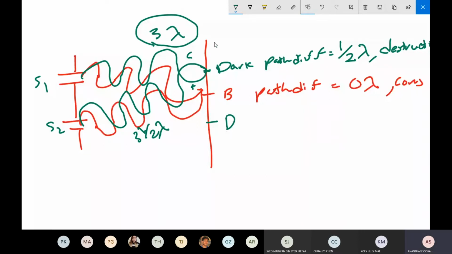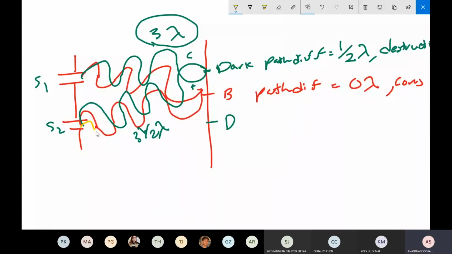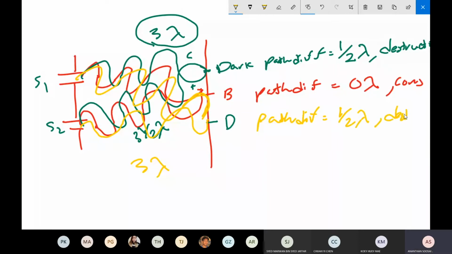The bottom dark happens when S2 may travel 1, 2, 3 lambda, but S1 is going to travel further. It should travel an extra half. So the cancellation happens, forming another dark again. So here also the path difference will be again half lambda. Destructive interference.